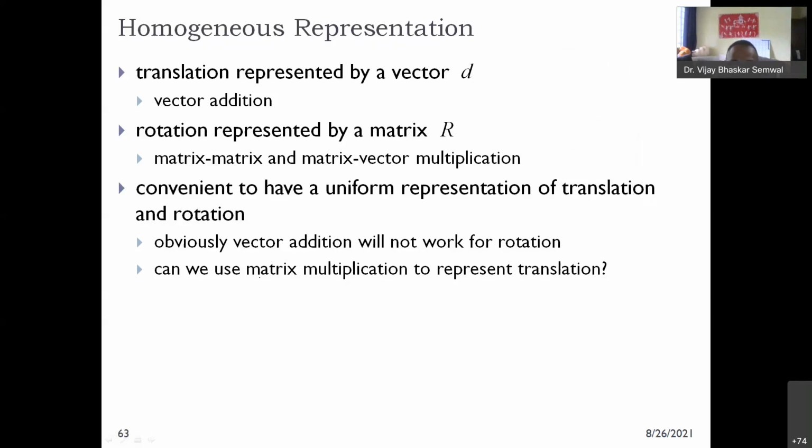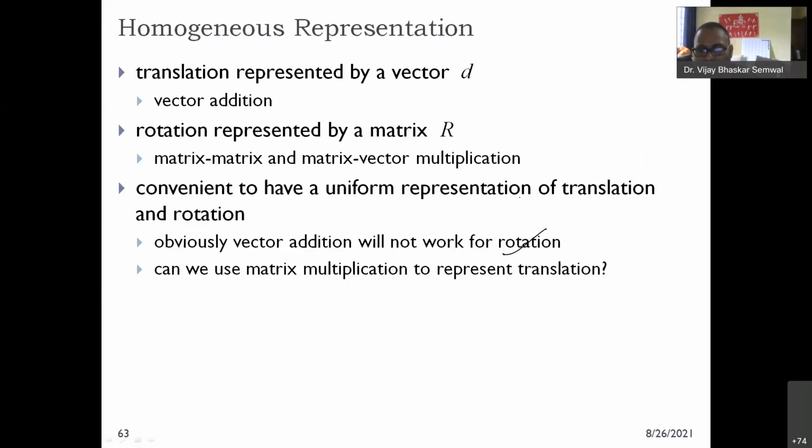So obviously vector addition will not work for rotation, because rotation is a matrix. So can we use matrix multiplication to represent translation also? Matrix multiplication is possible, but vector addition cannot be done during matrix multiplication.